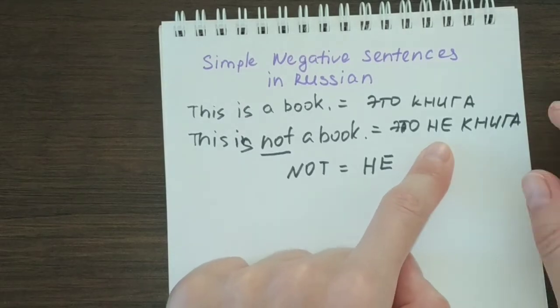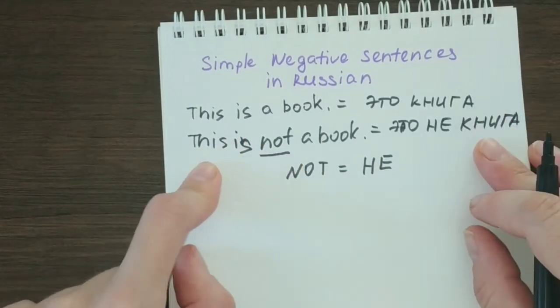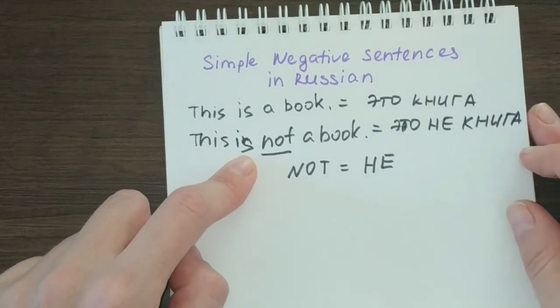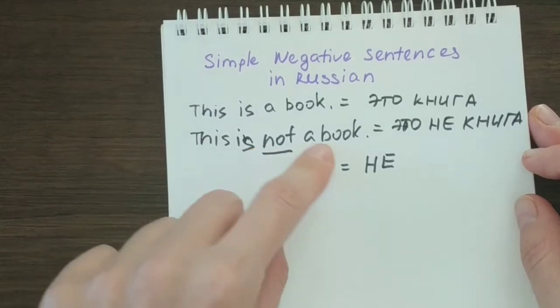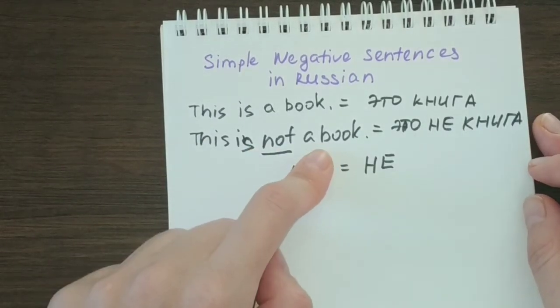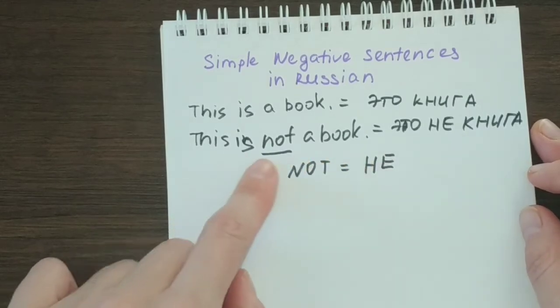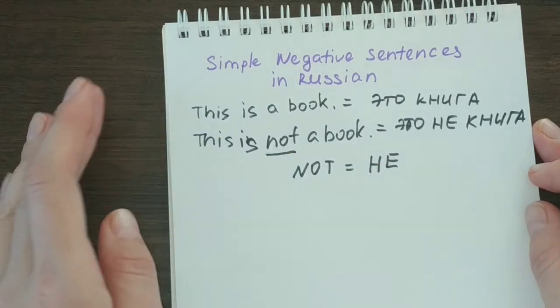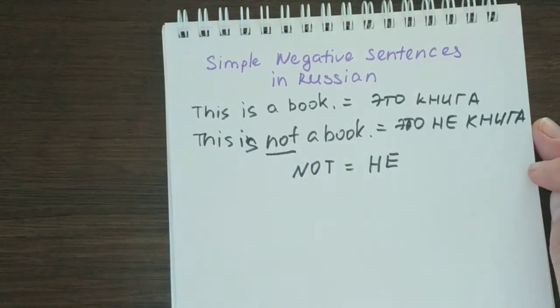This is something else. So basically, the structure stays the same as in English, and again, we're just not using the verb is. And we're not using the article because they don't exist in the Russian language. So this is not a book, это не книга. Это книга, это не книга. So I think it is pretty easy.